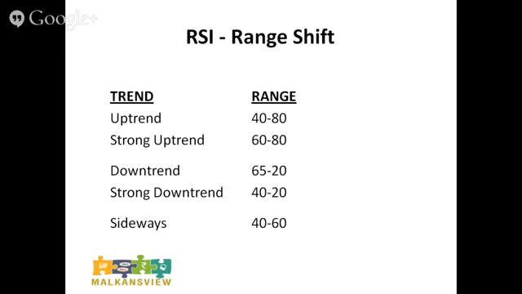So in short, this could be a very handy thing if you want to note it down: uptrend is 40-80, strong uptrend is 60-80, downtrend is 65-20, strong downtrend is 40-20, and sideways is 40-60. So when you have a support at 40, it is bullish. When you have a support at 60, it is extremely bullish. When you have a resistance at 60, it is bearish. When you have a resistance at 40, it is extremely bearish.